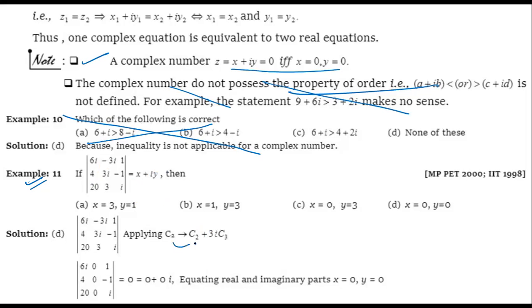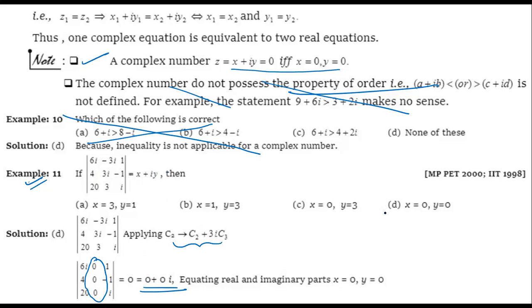Applying the column operation C2 plus 3i times the third column, then adding them, what are you observing? Take the second column: all the entries are zeros. So what is the determinant? Anyone? 0. So 0 can be written as 0 plus 0i.